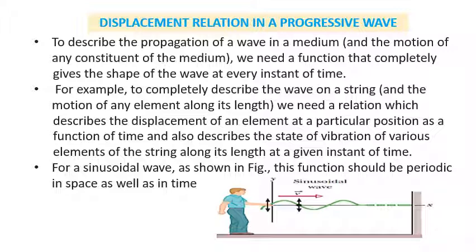As shown in the diagram, we require a relation which describes the displacement of an element at a particular position as a function of time, and also describes the state of vibration of various elements of the string along its length at a given instant of time. For a sinusoidal wave, this function should be periodic in space as well as in time.